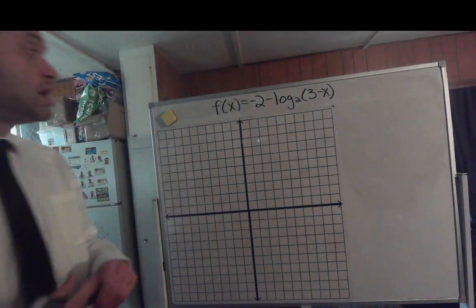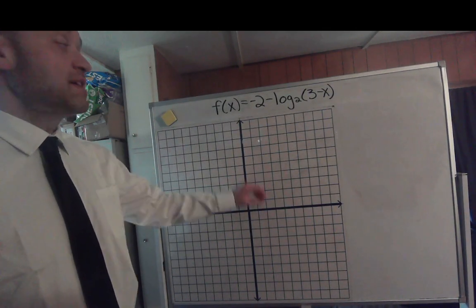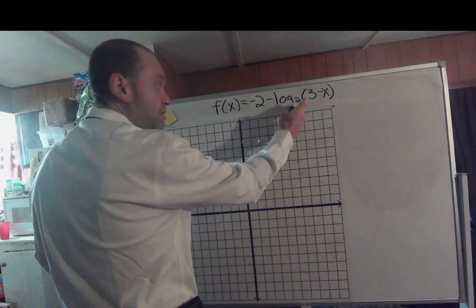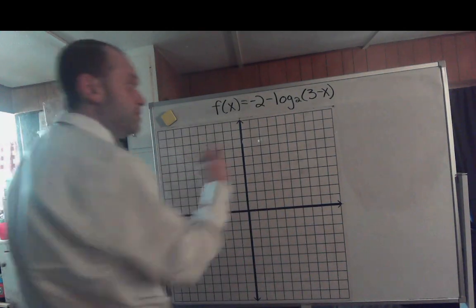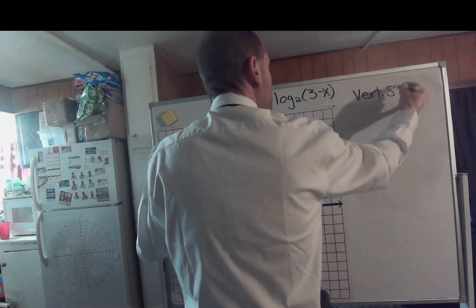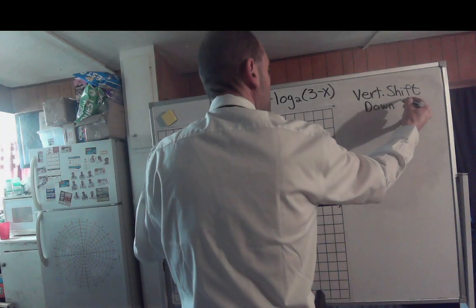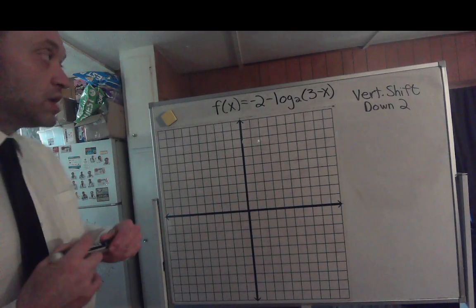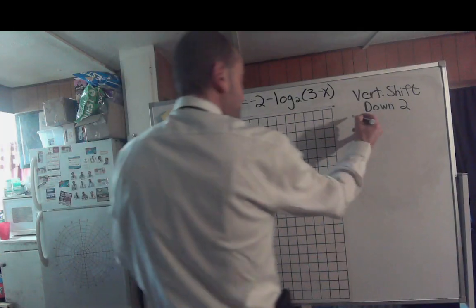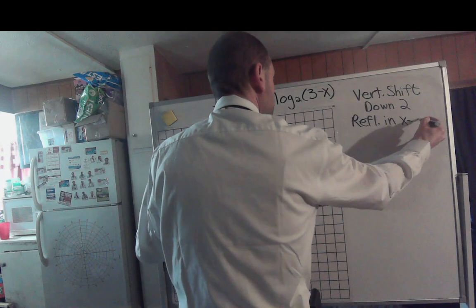So let's look at that -2 to start. This definitely indicates a vertical shift down 2 units, right? This is from the normal log base 2 of x. We want to describe the transformation. So you'll have a vertical shift down 2 units. Now, look at that minus on the log. That means you have a reflection in the x-axis from the original.